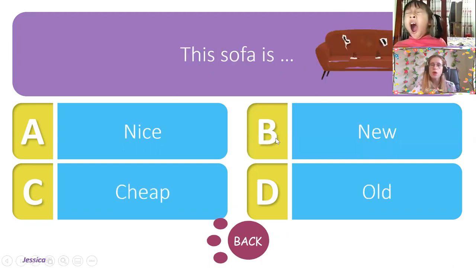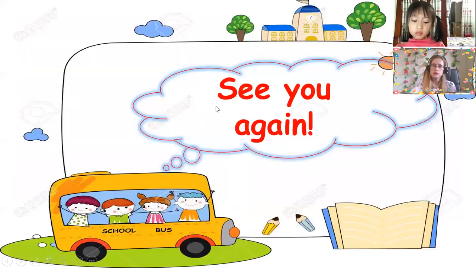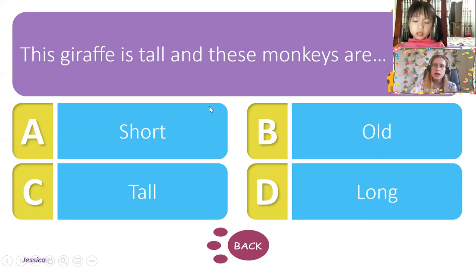This sofa is old. This pencil is tall or short? Short. Yes. Short. Very good. Yes, it is short. Good job. All right, let's go have a look. Okay, this giraffe is tall and these monkeys are? Short. Yeah. Good job.